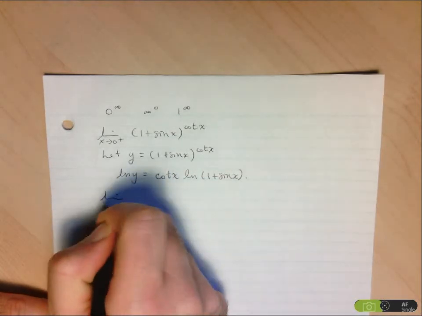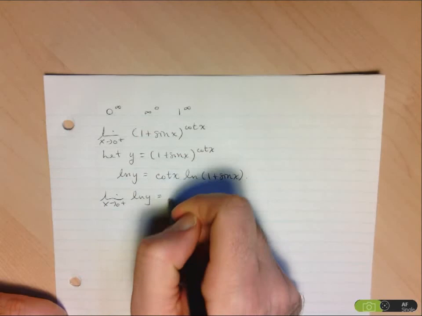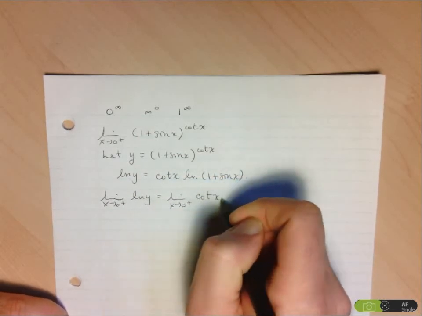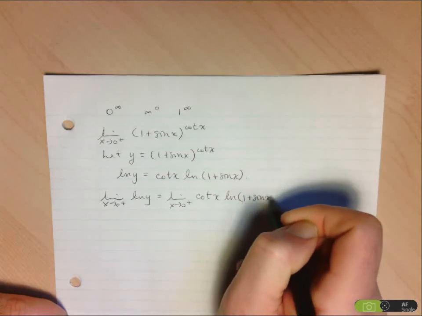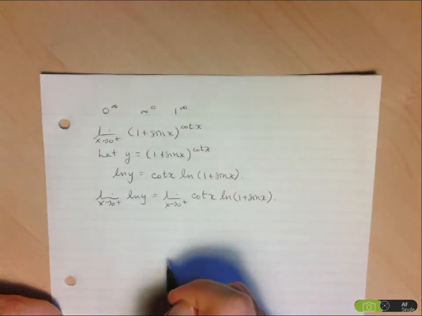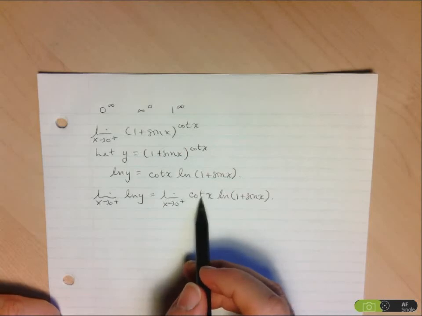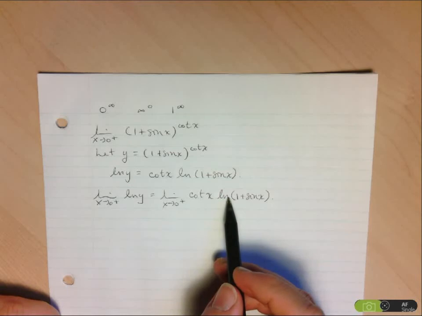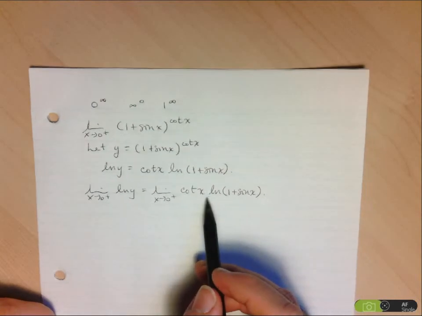So we'll take the limit as x approaches 0 from the right of ln y, and that's the limit as x approaches 0 from the right of cotangent x times ln of 1 plus sine x. Okay, so now we have something that's of the form infinity times, and as this approaches 1, ln of the expression approaches 0, so 0 times infinity, and we've seen that earlier.